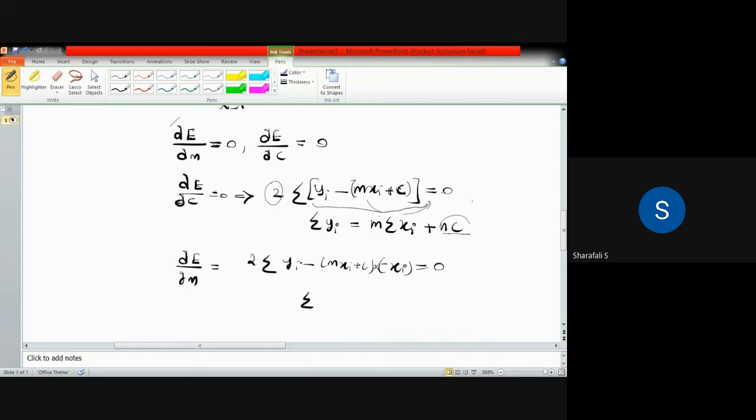From that we can write sigma, here we are having yi, so this multiplication is with this whole term. So here we'll get sigma yi xi, which will be equal to m into sigma xi square plus c into sigma xi. We take this to the other side, so it will become positive: minus mxi into xi plus c into xi. All those terms will become positive.